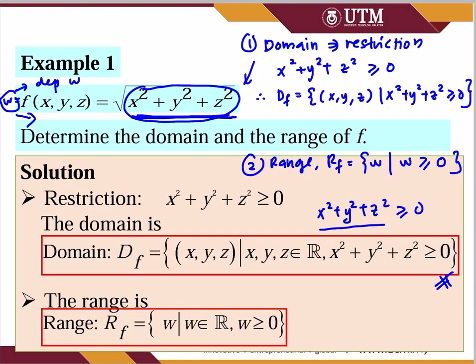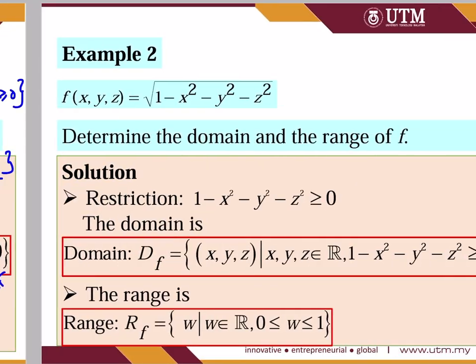It won't be negative, because we already said that the value of x squared plus y squared plus z squared is greater or equal to 0. So that's why the range is also w greater or equal to 0. If we use your calculator and choose any value of x, any value of y, any value of z, the value for w won't be negative. It's always greater or equal to 0.